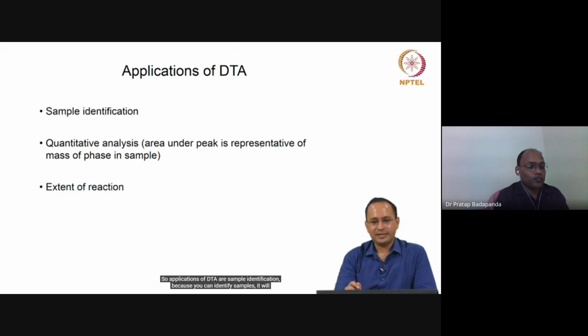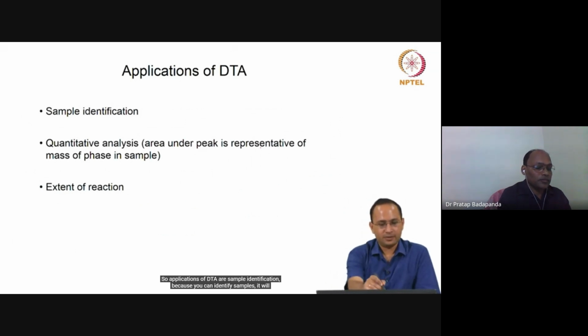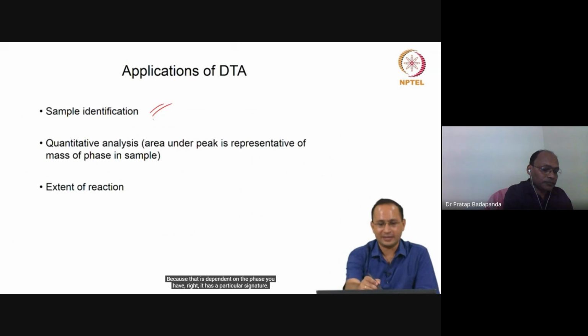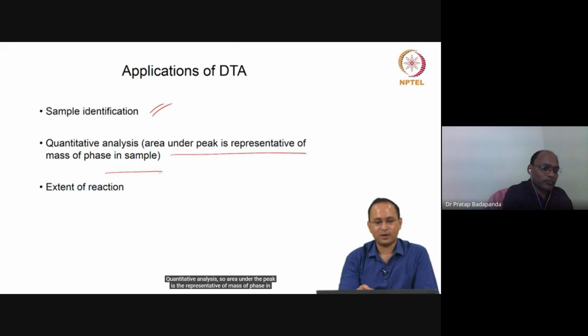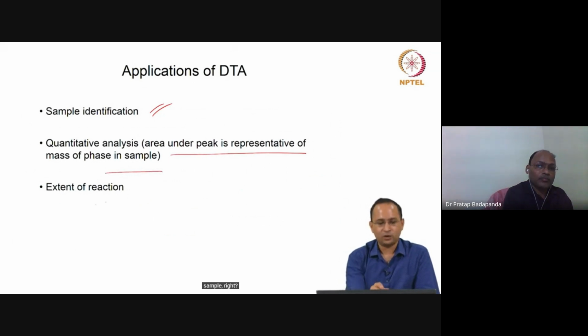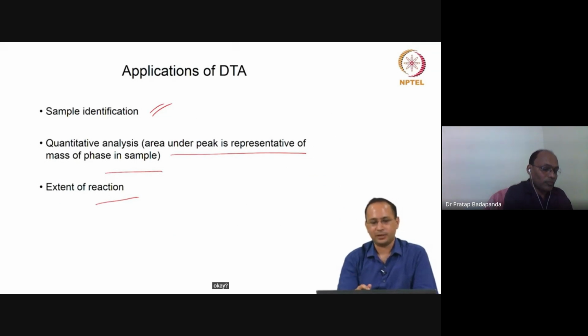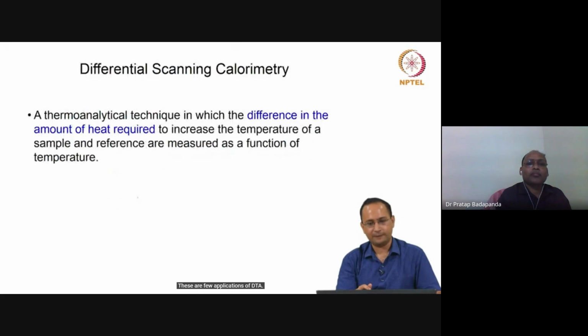So applications of DTA are sample identification, because you can identify samples, each will have its signature, where you are seeing this dehydration for an example, right, because that is dependent on the phase you have, it has a particular signature. Quantitative analysis, so area under the peak is representative of mass of phase in sample, right. Also extent of reaction, what is the degree of reaction we can calculate, okay. These are a few applications of DTA, okay.